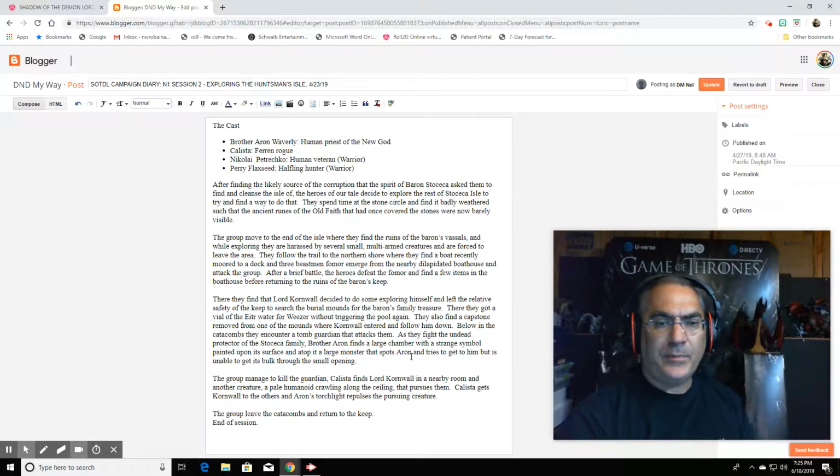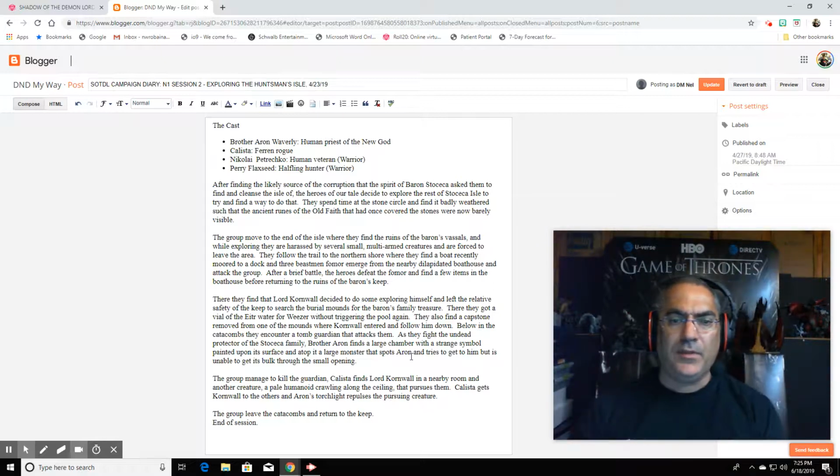So they left the burial mounds. They explored the standing stones, which were erected to honor the Old Faith, because the Stosica family venerated the Old Faith. That's what the standing stones were for, but they're very, very worn. So it appears that whatever protective qualities these stones may have once had were probably greatly diminished due to the weather-worn nature of the stones. So that's one thing that they had found.